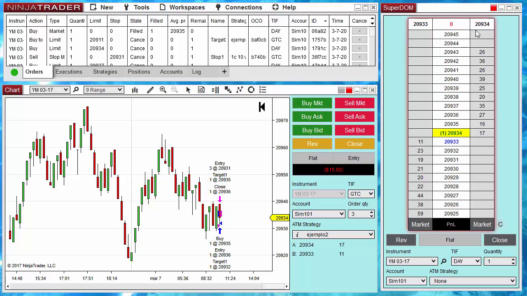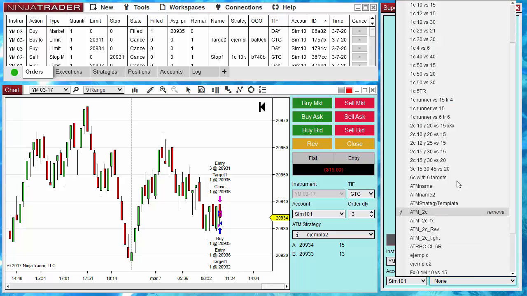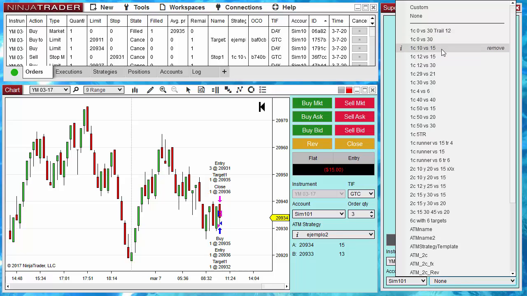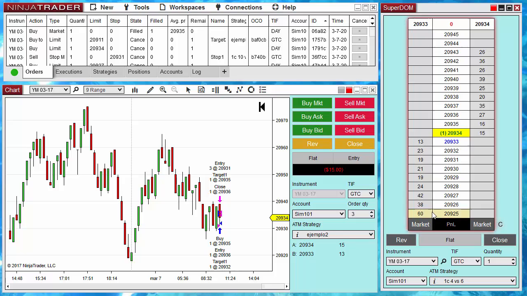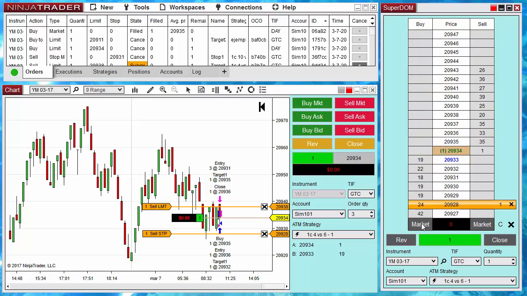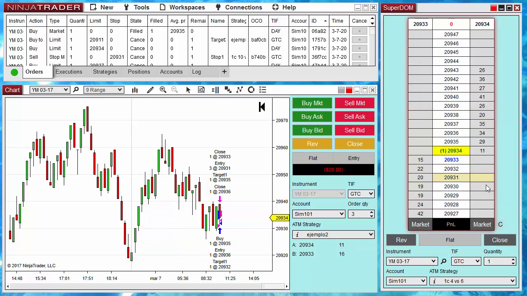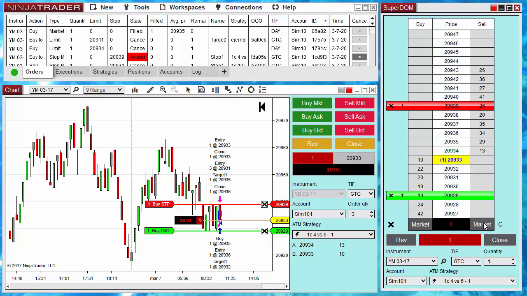On the DOM we can do the same. We can select the ATM, for example 1 contract with 4 ticks versus 6 ticks, and we can go long at market. Order filled. Here we can see the target and the stop. We can close the position. Order filled. And also enter short at market.